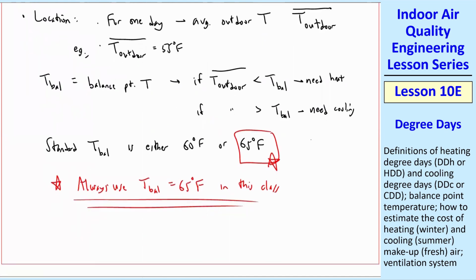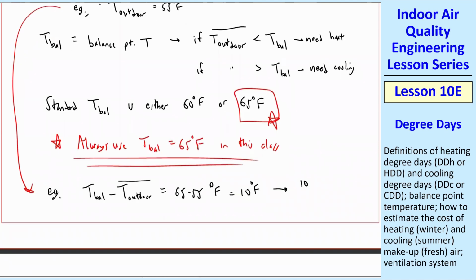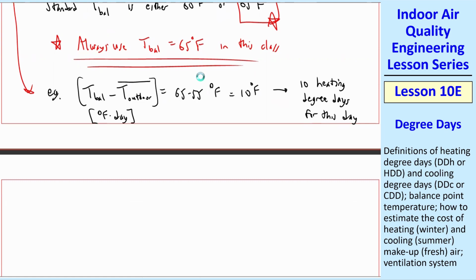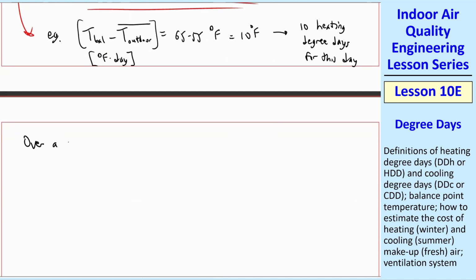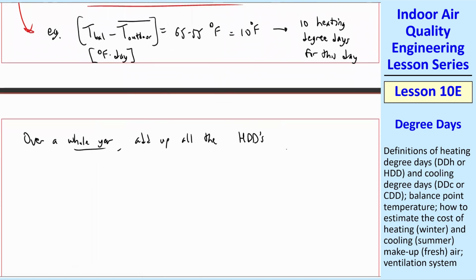Let's take our typical day, this example. So T balance minus T outdoor on this day would equal 65 minus 55, and those are in degrees F, equal 10 degrees F. We call this 10 heating degree days for this particular day. The units would be degree F times day. We want to sum this up over the whole year or over the whole heating season. So over a whole year, you simply add up all the heating degree days, like we did this just for one day. So we add those up, and we'll call that the heating degree days for a year. These are all per day.